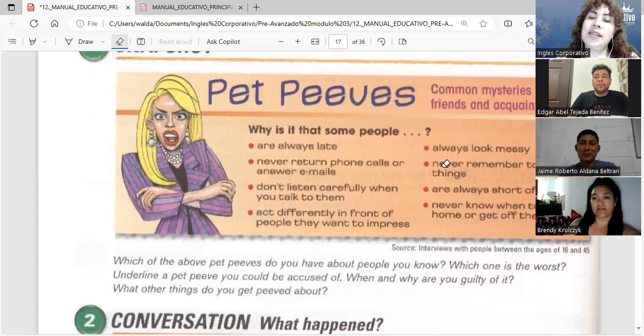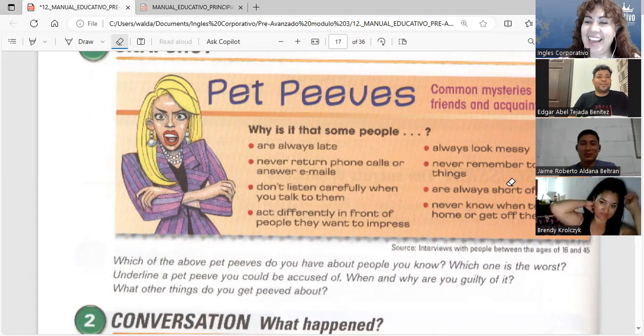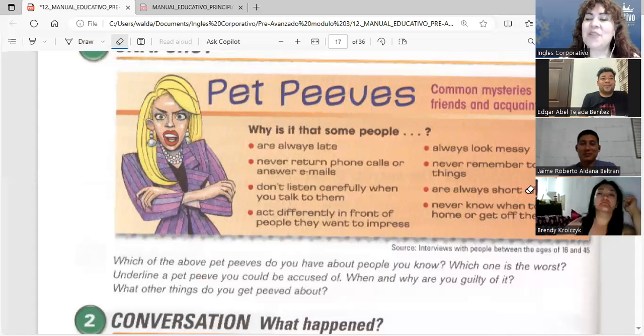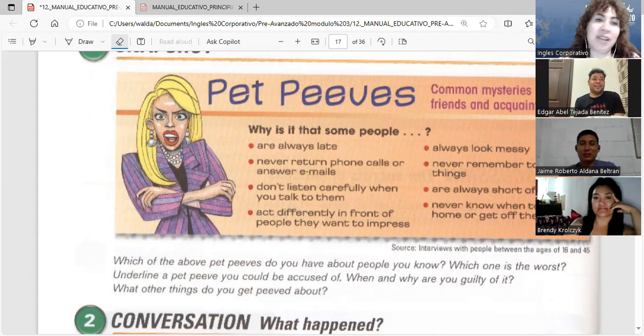Next, why is it some people never remember to return things? I already see some faces that these are definitely pet peeves. Okay. Why is it that some people are always short of money? So they always like, oh, I don't have money. You know, they're always saying that they don't have money, after they ate something. Oh, yeah, that happens.